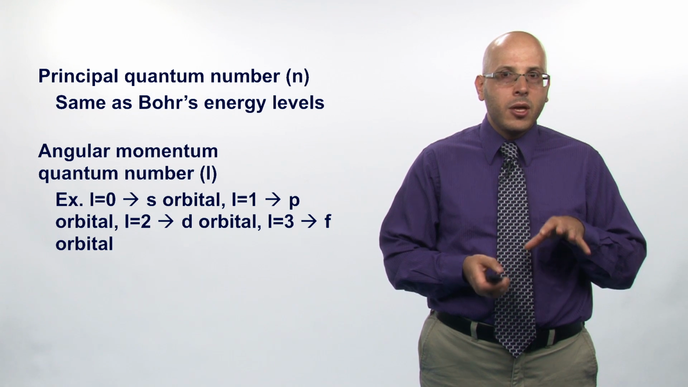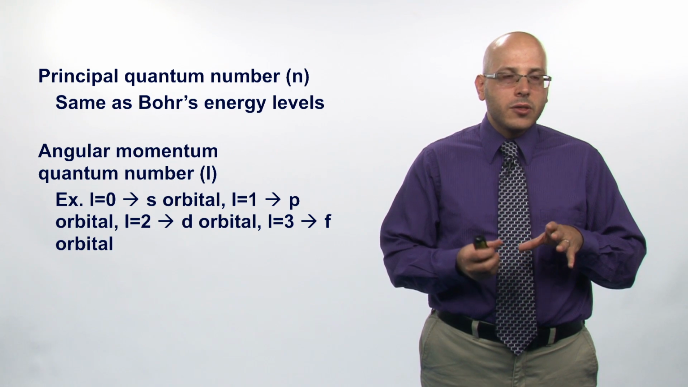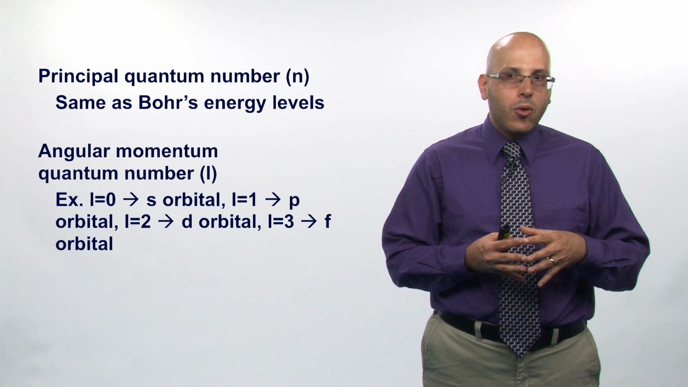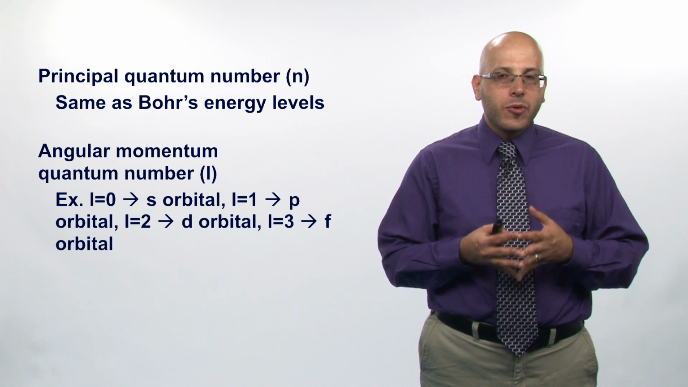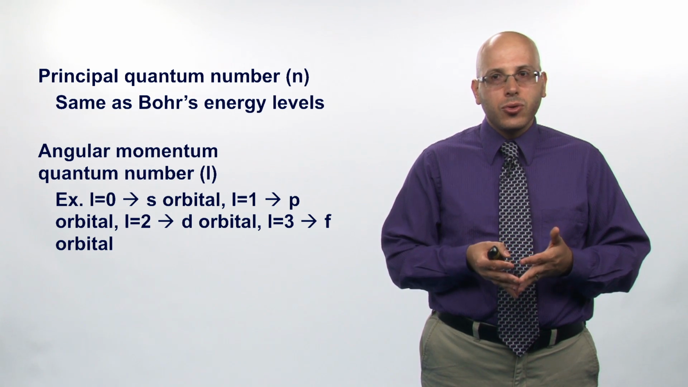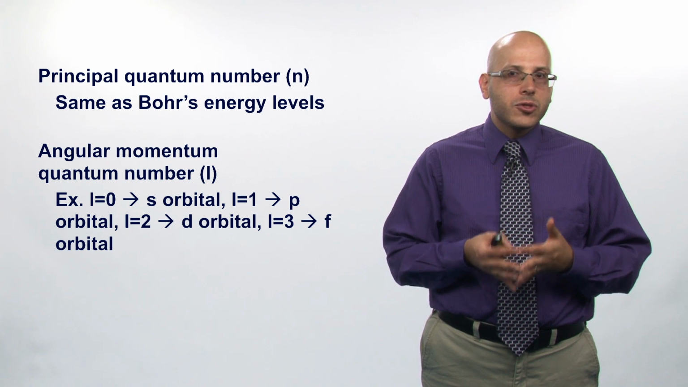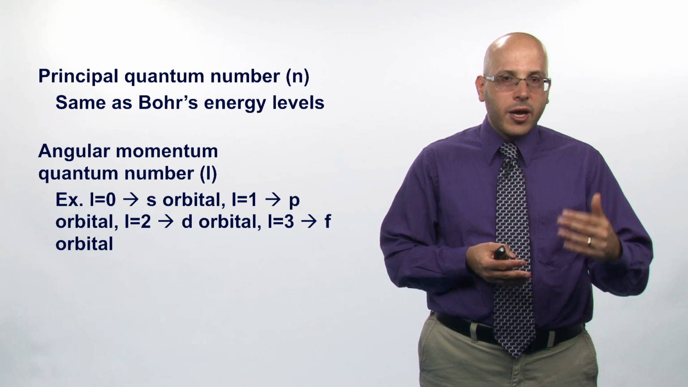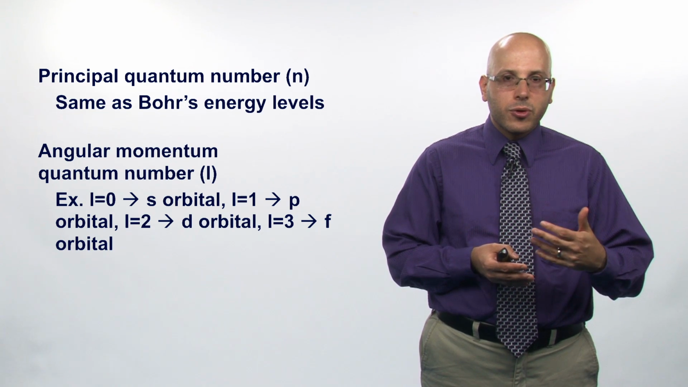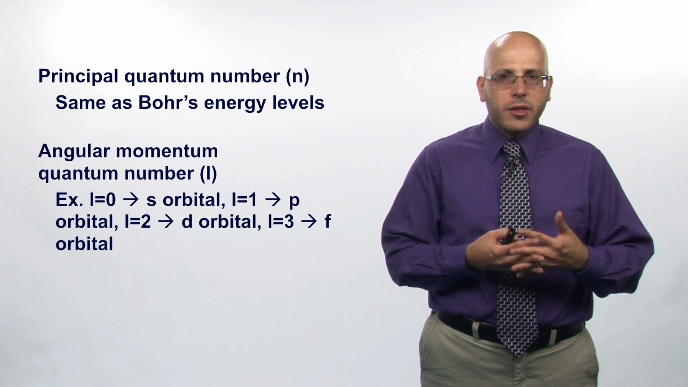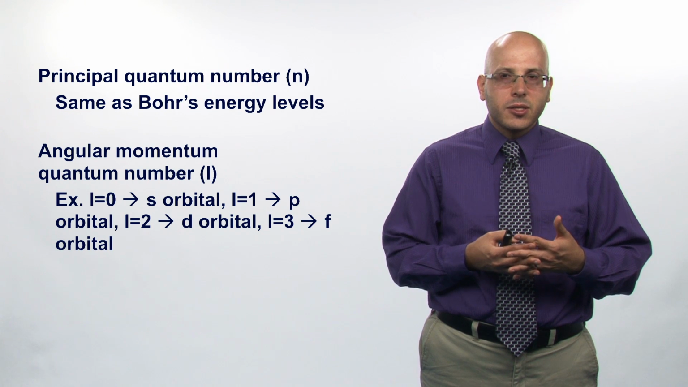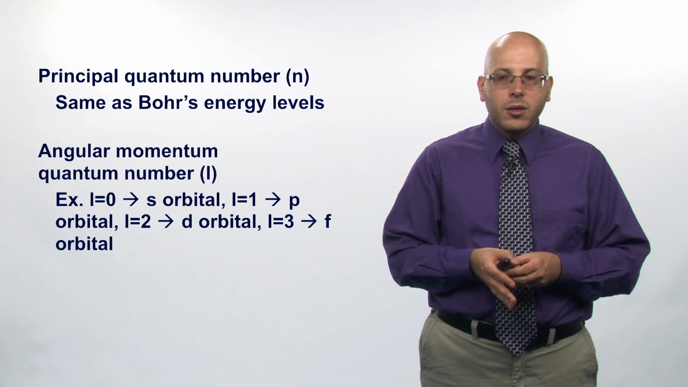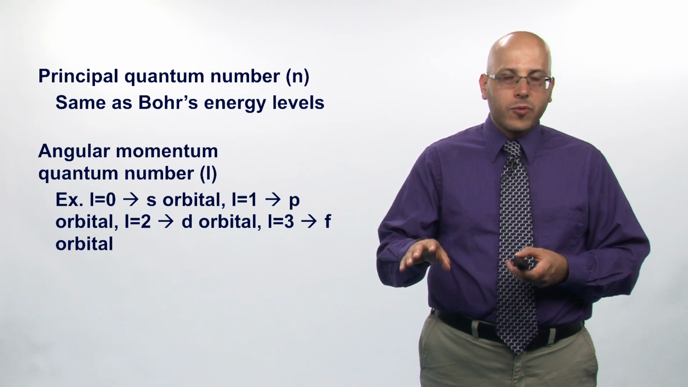Okay, and so for example, if L is equal to 0, this is what we call an S orbital. Or if L is equal to 1, this is what we call a P orbital. If L equals 2, this is a D orbital. And if L equals 3, this is an F orbital. There actually are other orbitals after F, like G and H, and they just go in alphabetical order. But nothing that you find in the periodic table actually has these present, so we don't really worry about them. Okay. The other name for an orbital, by the way, is a subshell.